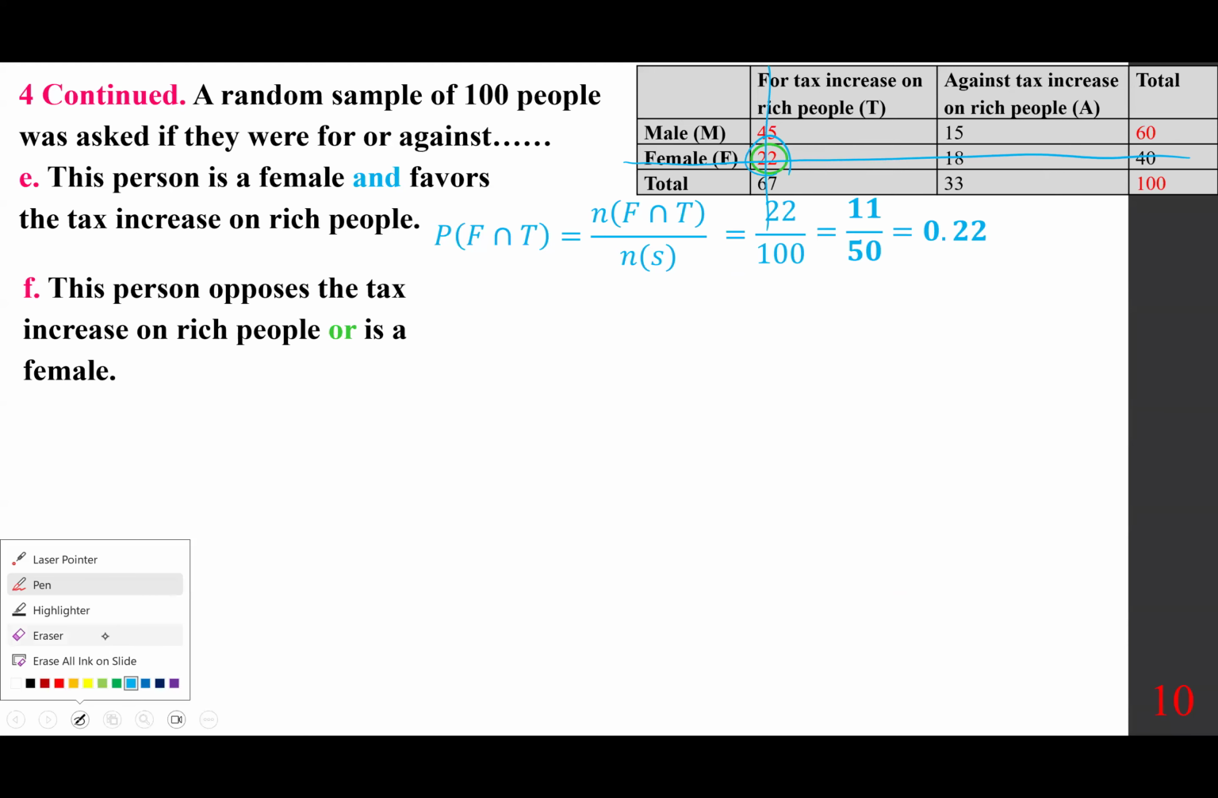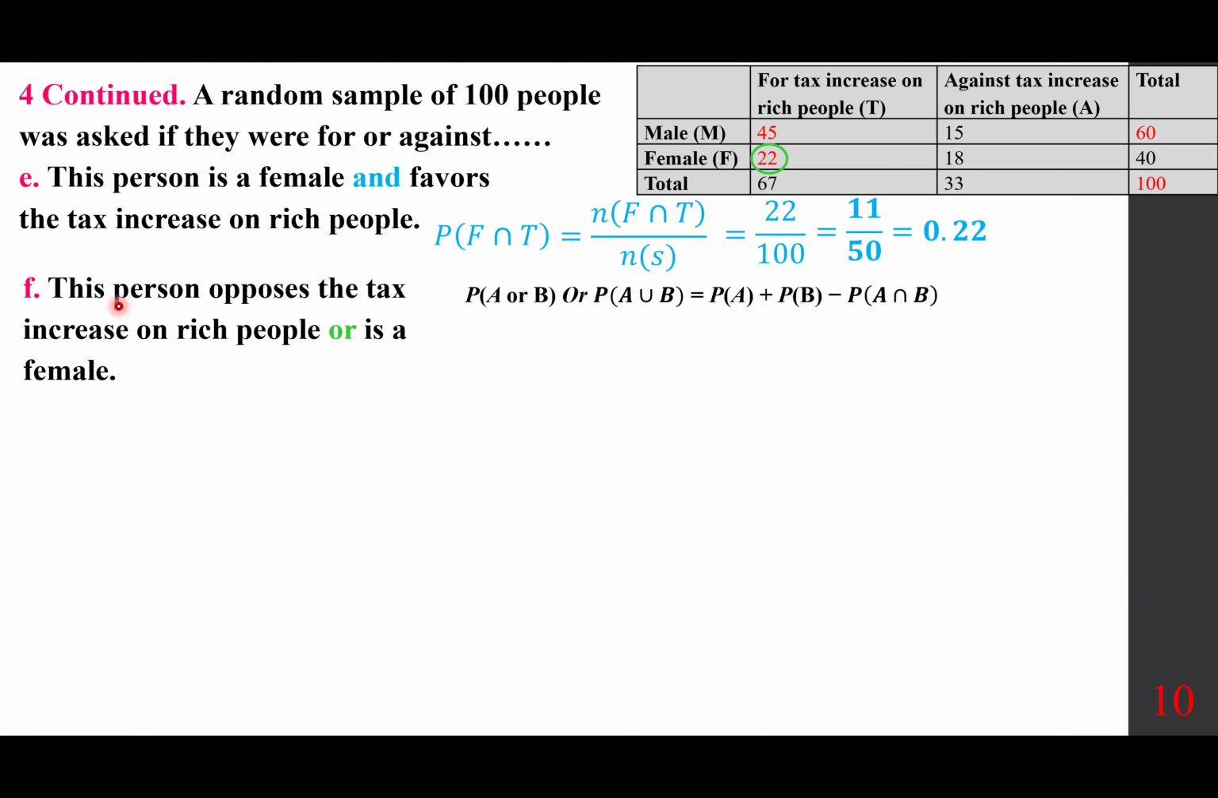All right, again, I'm going to erase my work. This person opposes the tax increase on rich people or is a female. Here's the or statement in probability. Probability of A or B, written as probability of A union B, is P of A plus P of B minus P of A intersection B, because this repeats in each case.